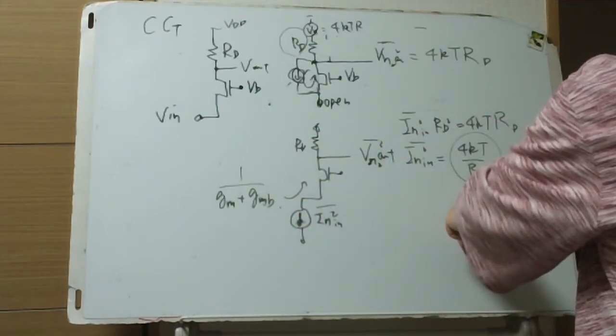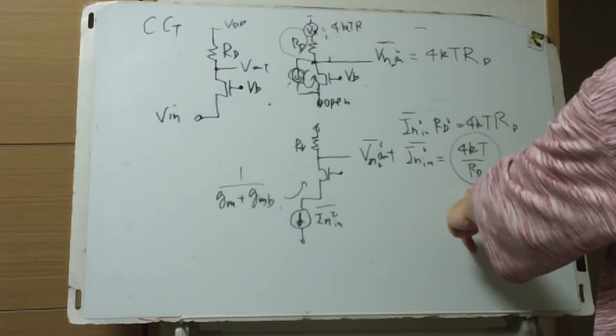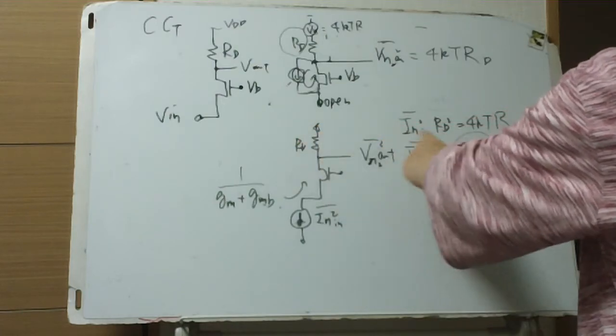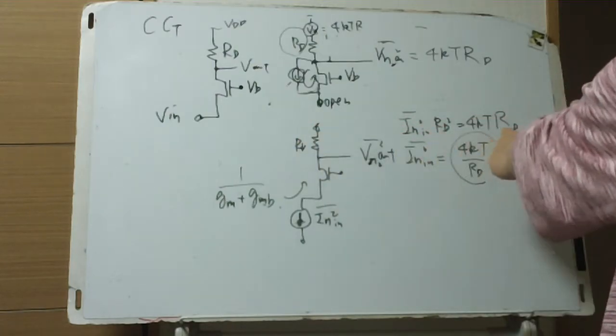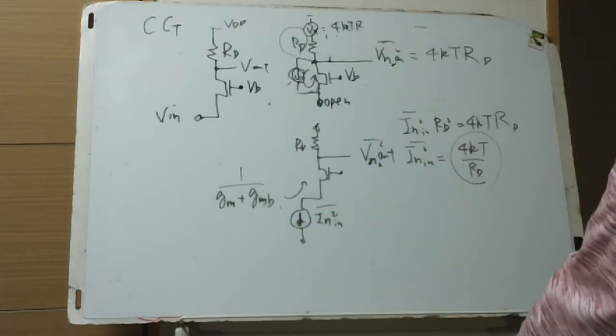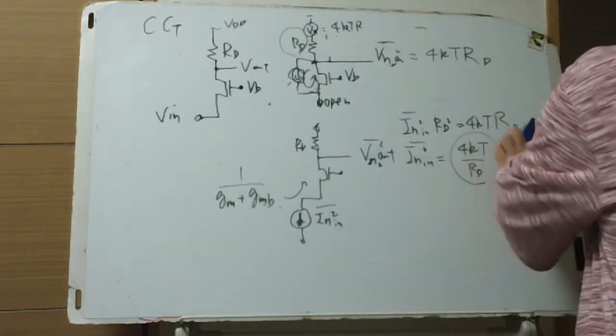But interestingly, this generally appears just the same as RD thermal noise current noise, 4kT over RD. This is for the common gate.